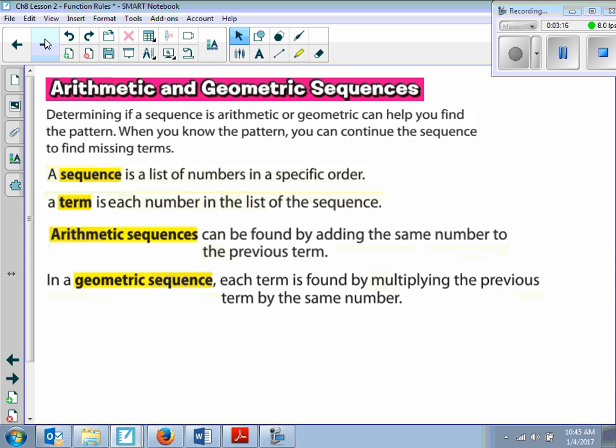All right. Now, an arithmetic sequence can be found by adding the same number to the previous term. So in our warm-up, that was an arithmetic sequence. In a geometric sequence, each term is found by multiplying the previous term by the same number. And we're going to look more at geometric sequences today.